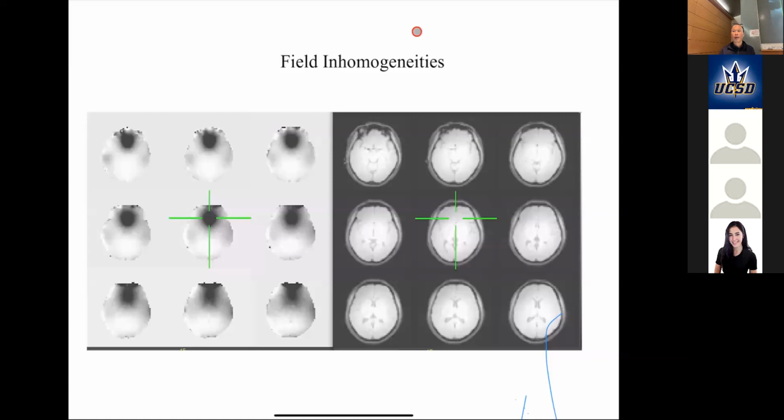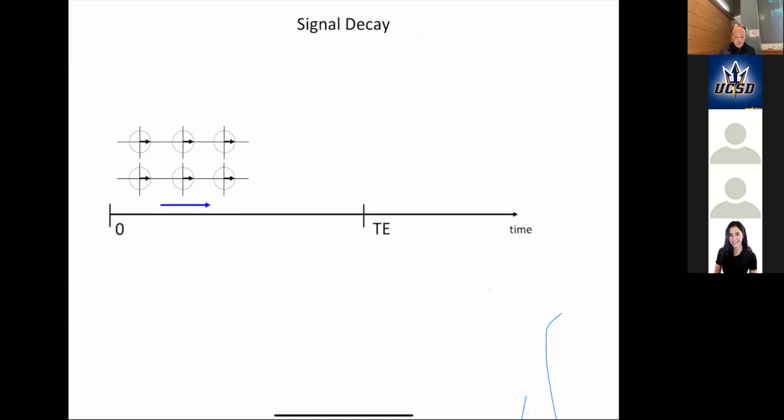And the shapes of those are such that they're not slowly varying. They're quickly varying in a pretty small amount of space. So you're going to have these weird field inhomogeneities around your sinuses. So what happens in those areas?